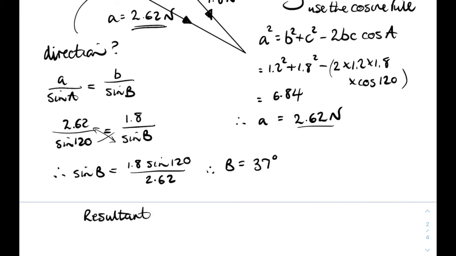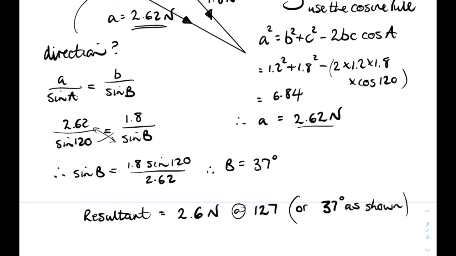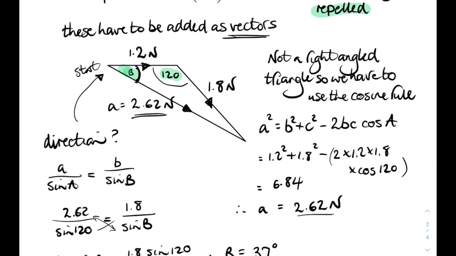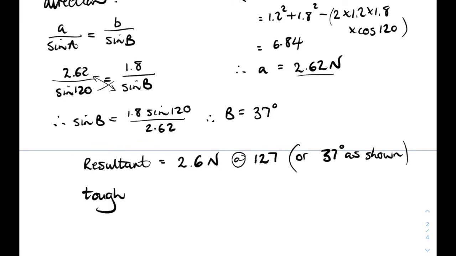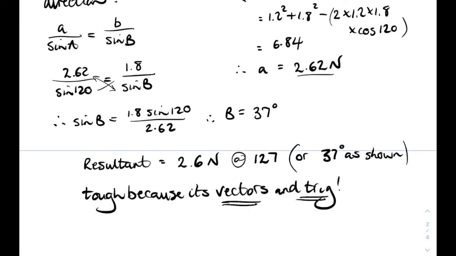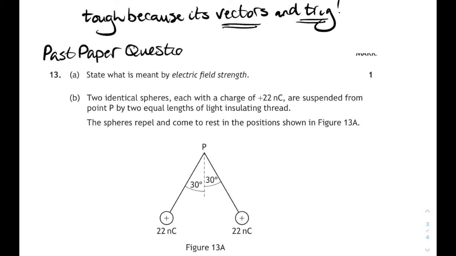Calculator in degrees, by the way. So our final resultant force is 2.6 newtons at, well, if you want it as a three-figure bearing, 127, because it's 37 degrees plus your 90 from north, or 37 degrees as shown in the diagram. Tough because of the vectors. I think that's too tough for a past paper.